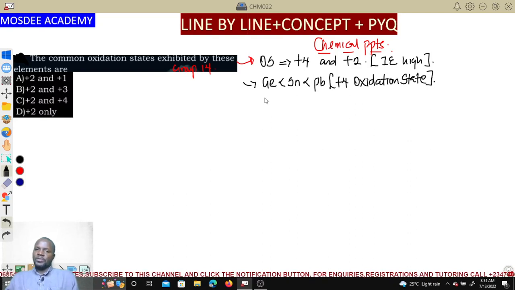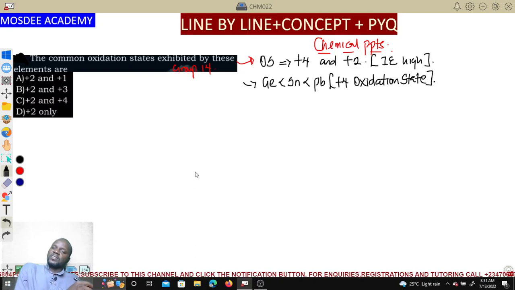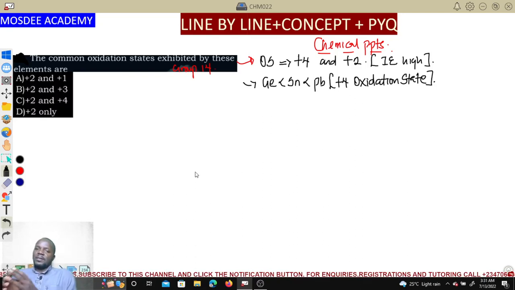So what I'm saying is, tin has a tendency to get towards the oxidation state of plus 4 more than lead. And lead can easily reach the plus 4 oxidation state more than tin. And tin can easily reach the plus 4 oxidation state more than germanium. So please note that. Now, we are talking about chemical properties that are common to all members.